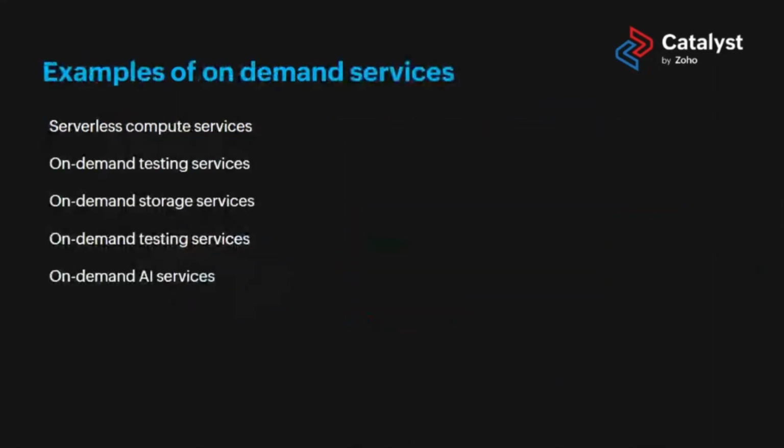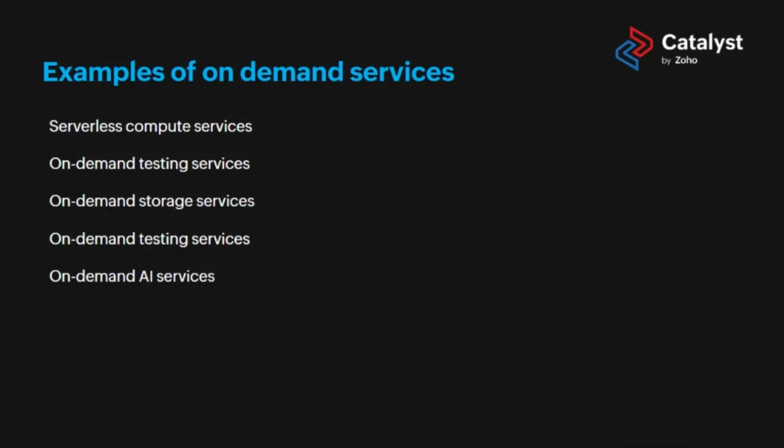Next, we have a couple of examples of on-demand services. When I talk about on-demand services that needn't be provisioned, that can be used, we have examples of compute services and testing services. Even within Catalyst, we have examples of on-demand compute services like functions. It works on a pay-per-use model. There is no provisioning involved. When you need a function, you can invoke a function.